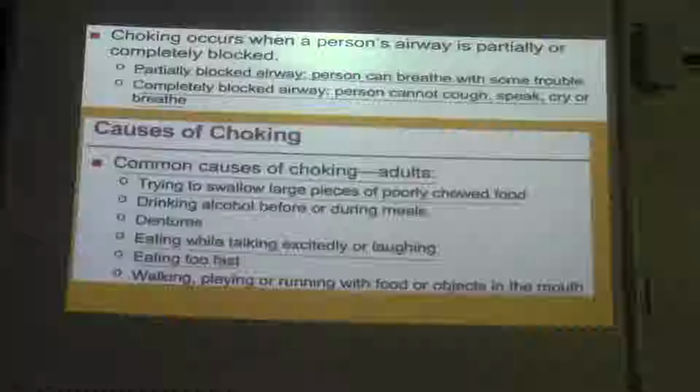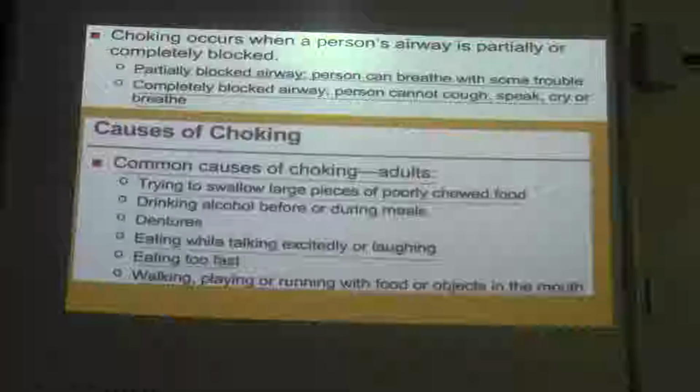Common causes for adults: trying to swallow large pieces of poorly chewed food, eating while talking excitedly or laughing, eating too fast, playing around and trying to eat at the same time.